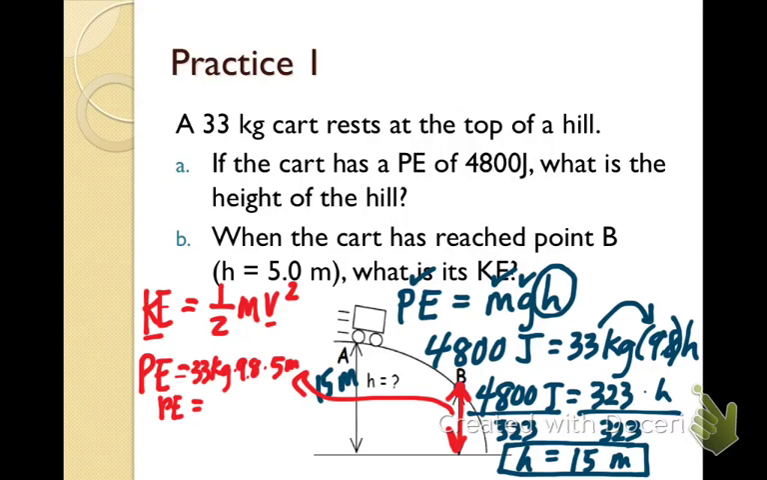So go ahead and do that. So we're going to take our 33 times 9.8 times 5, and we get 1,617 joules.